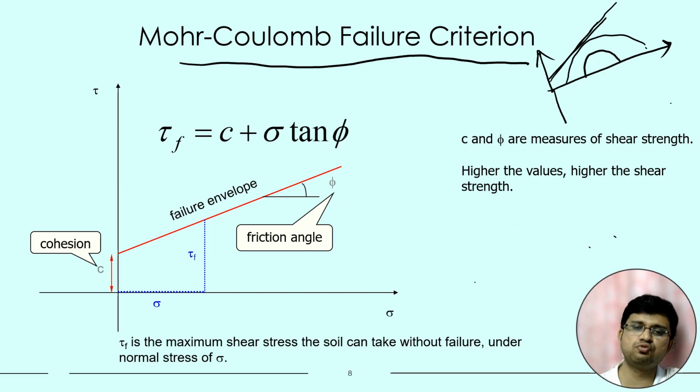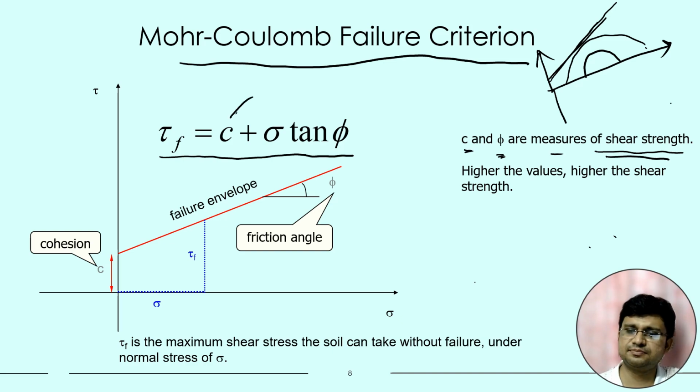So first we have to know about the failure envelope. This is the equation of the failure envelope: tau f equals c plus sigma tan phi. c and phi are measures of shear strength. c measures the cohesion of soil, and phi is the angle of internal friction.